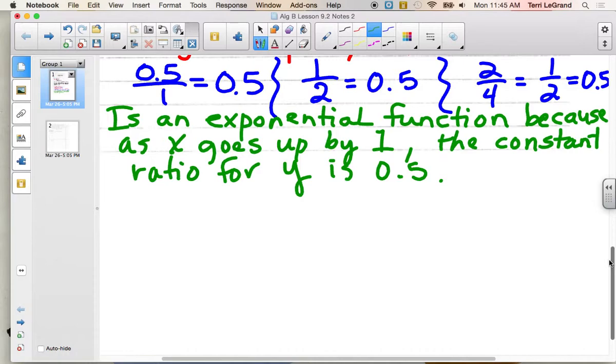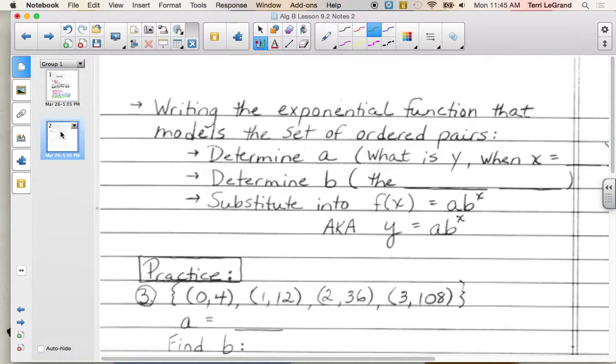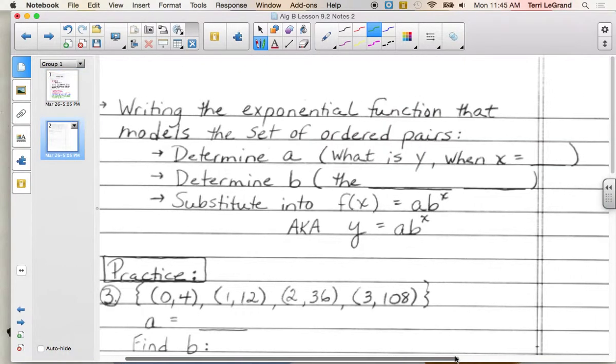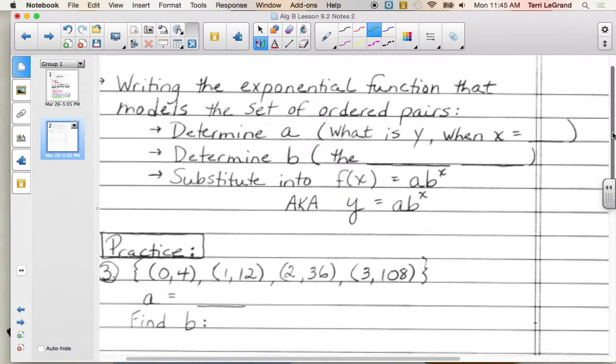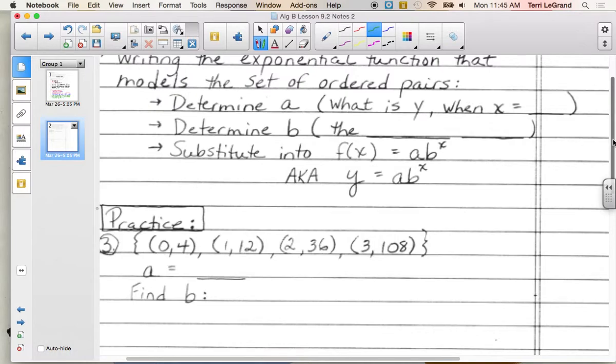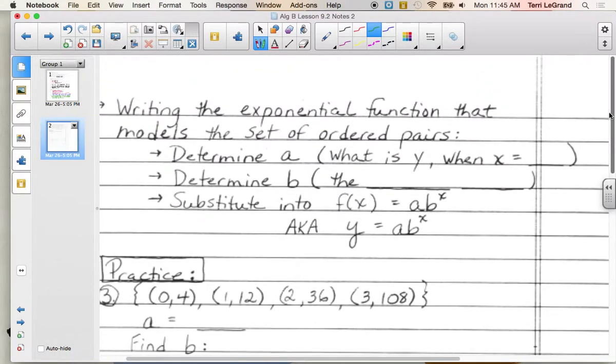Okay, now let's go to the back side. Because now what we're going to do is write the exponential function. So we've decided it is, but now they want us to write the function for it. So writing the exponential function that models the set of ordered pairs, determine A, because remember our model goes like this. Let's put our model up here. Y equals A times B raised to the x power. There's our model.